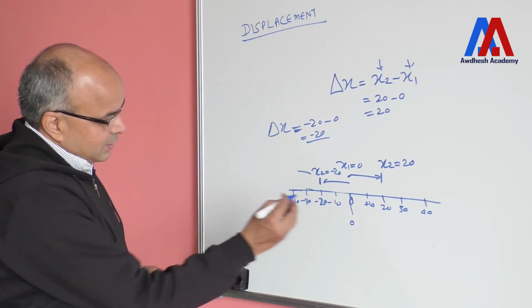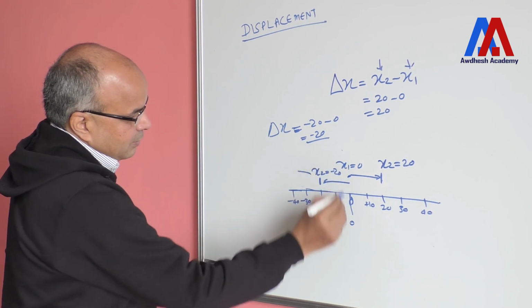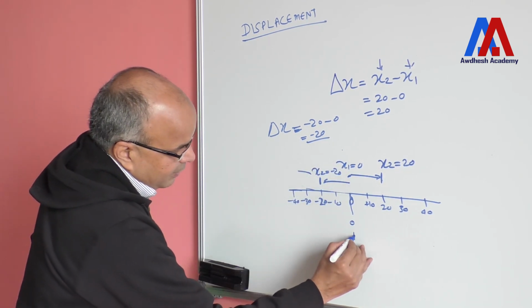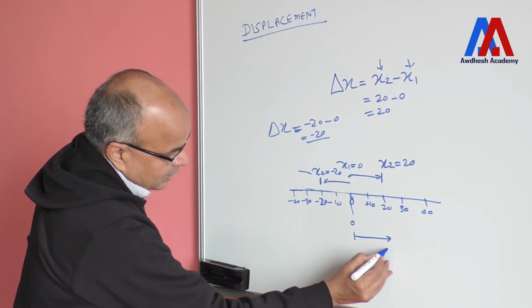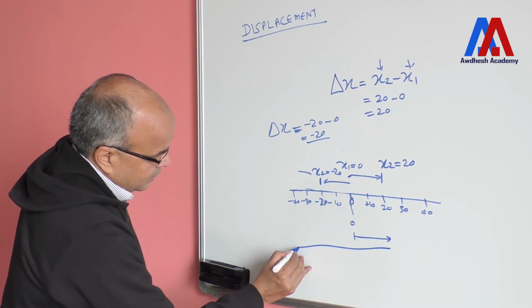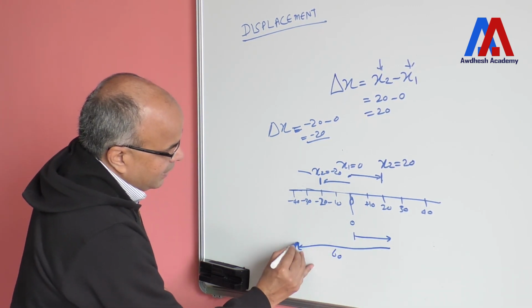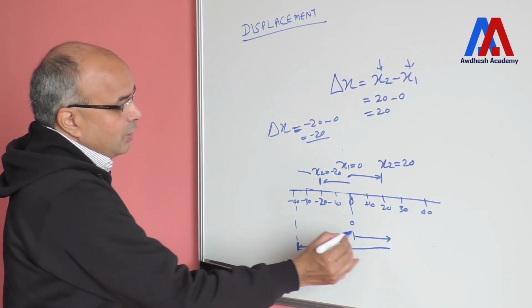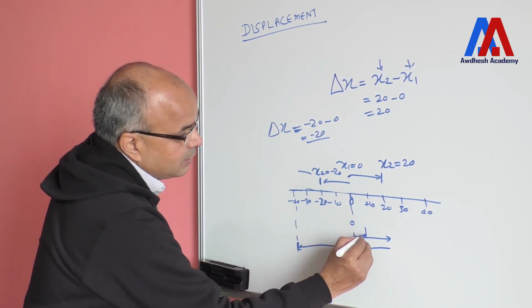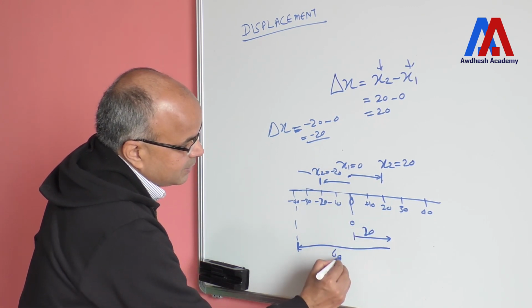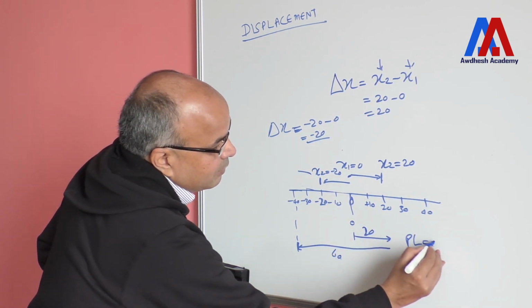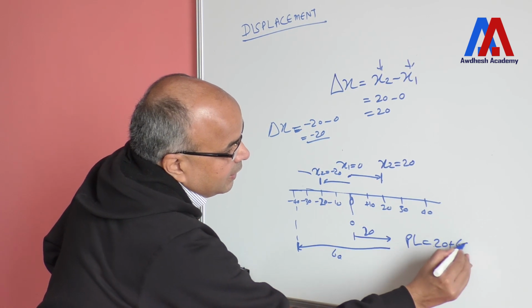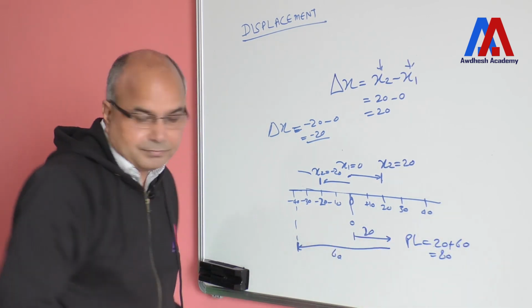Let us say, for example, from here, point 0, we have travelled a distance of 20, and thereafter we have travelled a distance of 60, and finally we have reached this position, which is equal to minus 40. Now the path length will be 20 plus 60, and that is equal to 80.